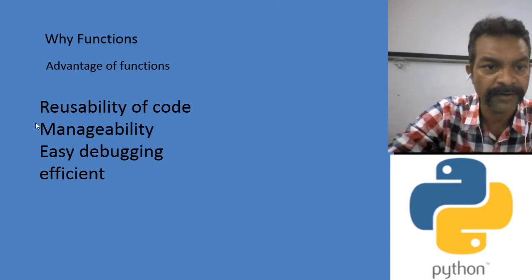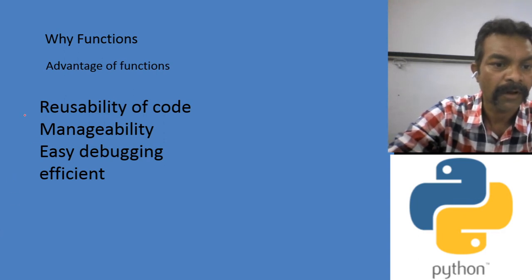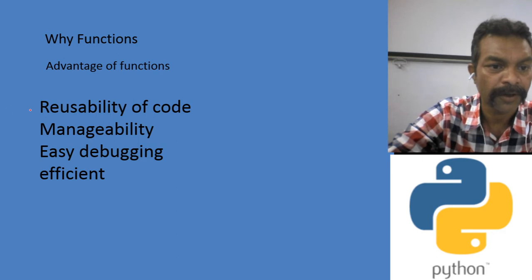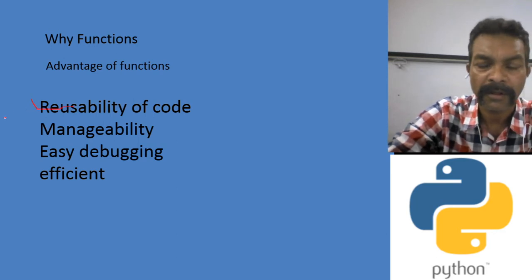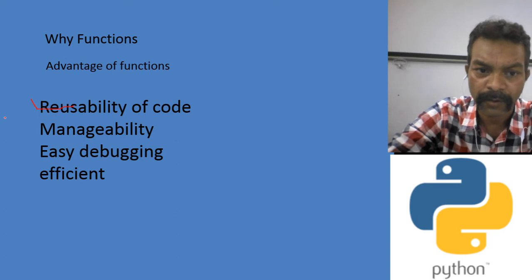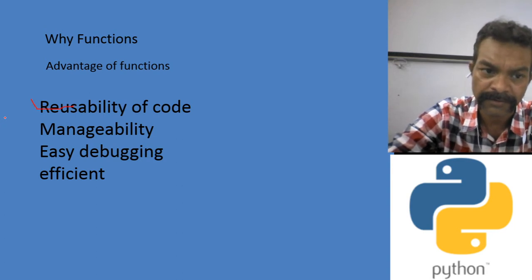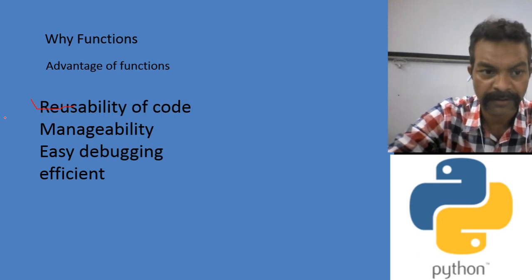The first advantage of user defined function is reusability of code. Reusability of code means once we write the code of a function, in future whenever it is required we can just call the function without writing the same code again. So that is why this is very important. And the second advantage of function is manageability.